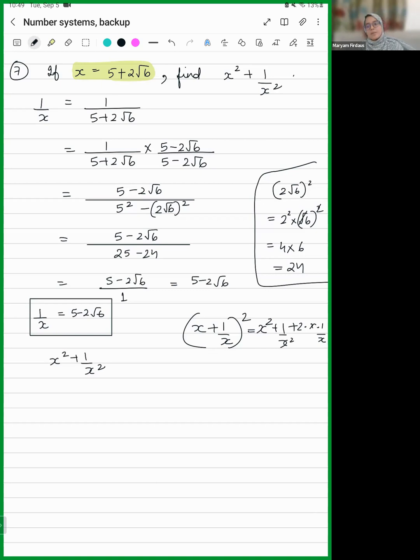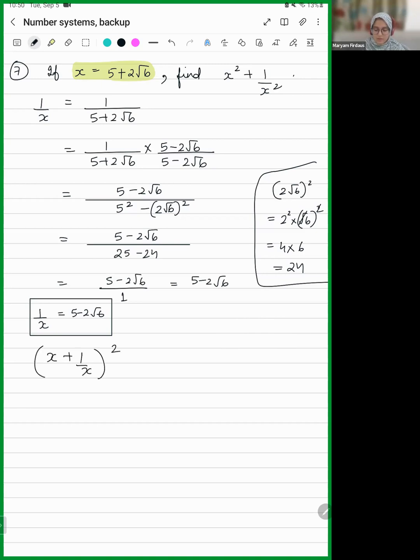My a is x and b is 1 by x. So a into b is x into 1 by x. Now this x and x get cancelled. That is why I am left with just 2. So you see, I am getting an extra term over here, so I'll need to subtract it. Okay, so what we need to do first is, let's find x plus 1 by x whole square.